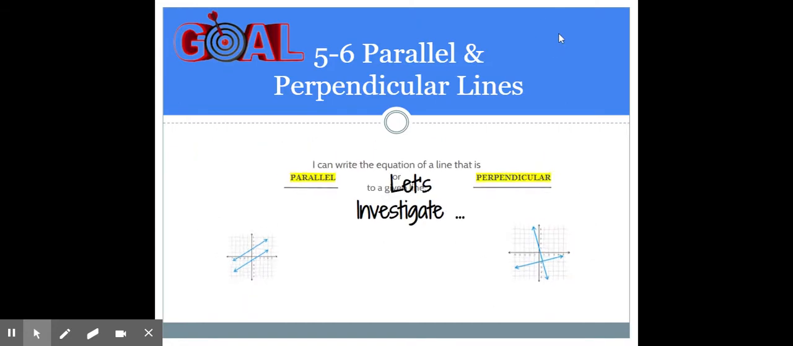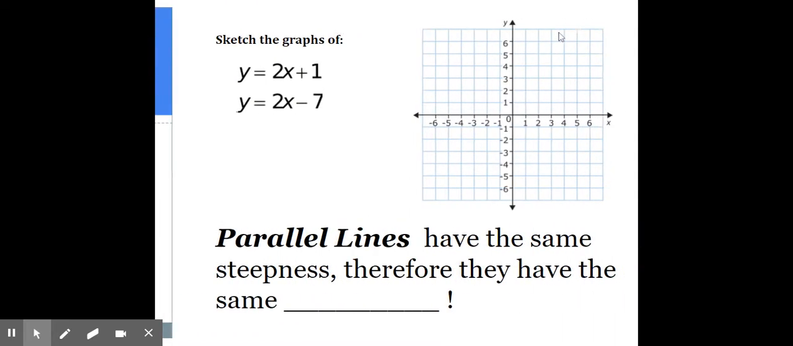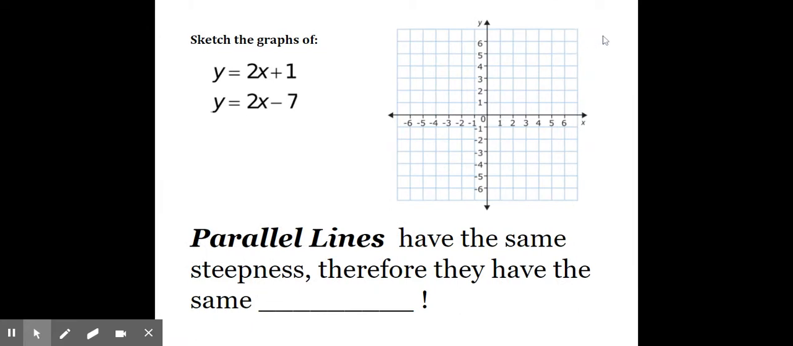Okay. Let's investigate parallel and perpendicular lines. All right, in your notes, let's take a look at these two lines, y equals 2x plus 1 and y equals 2x minus 7. We're going to graph them on the coordinate plane and see what we notice. Let's begin with the first one. The y-intercept is positive 1, so we're going to start with a point there. Then the slope is 2, so we're going to rise 2 and run 1. Again, rise 2 and run 1. And again, and we'll connect that line all the way across the coordinate plane.